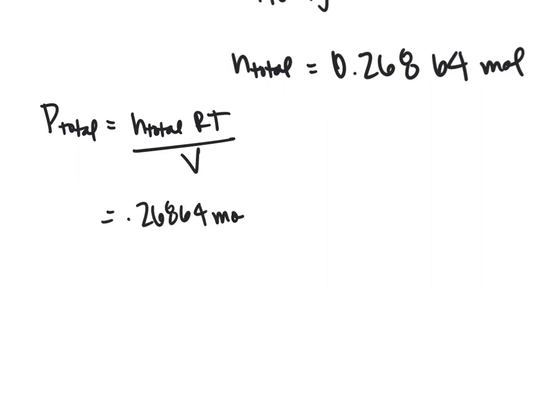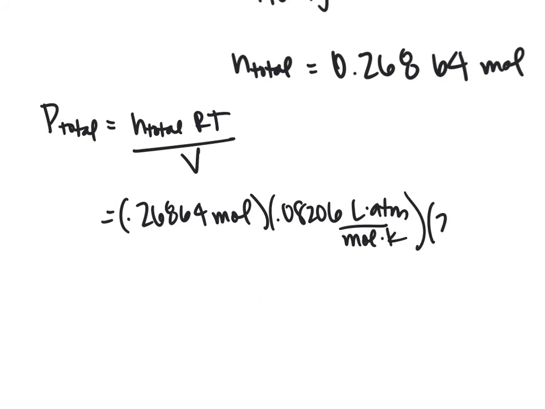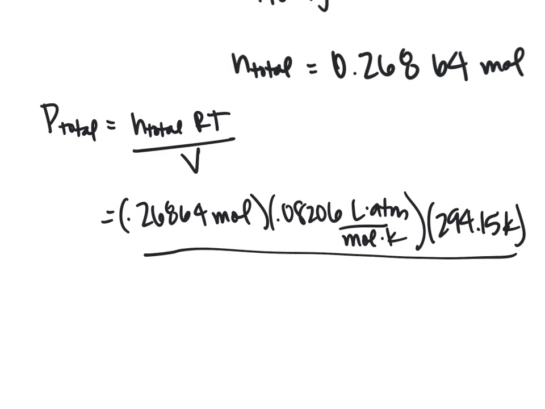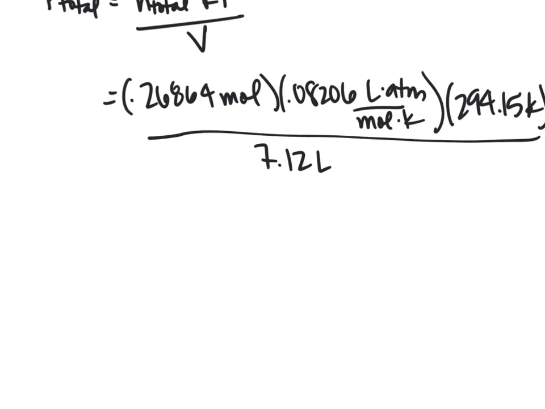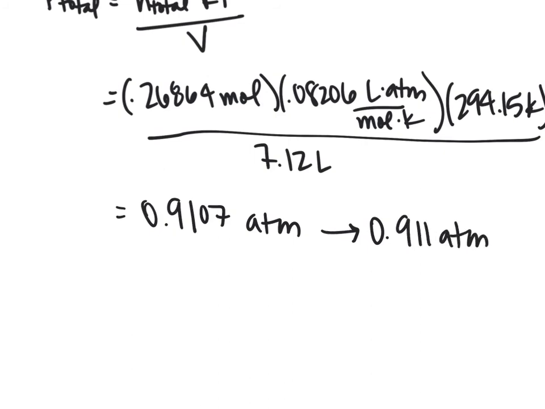which we know to be 0.26864 moles times 0.08206 liters atmospheres per mole Kelvin, times 294.15 Kelvin, divided by the volume of 7.12 liters. So the total pressure in this system is 0.9107 atmospheres, which when we convert using our sig figs is 0.911 atmospheres.